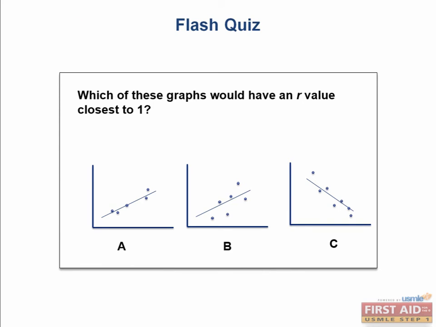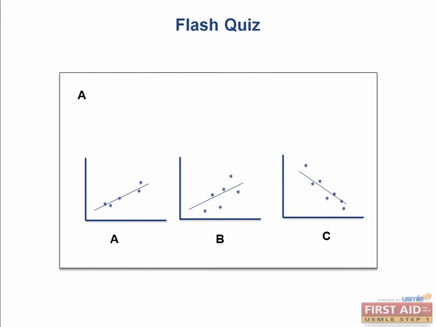Which of these graphs would have an R value closest to 1? A, where you can see the data points are all more closely clustered about the line describing the points. C would be an R value closer to -1.